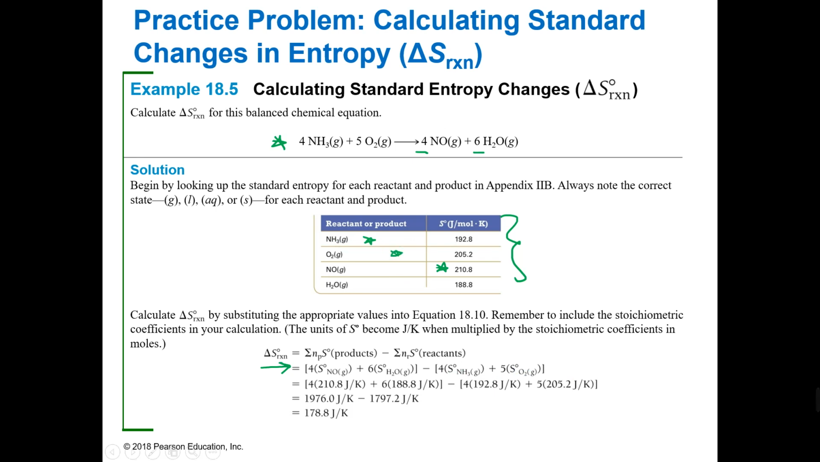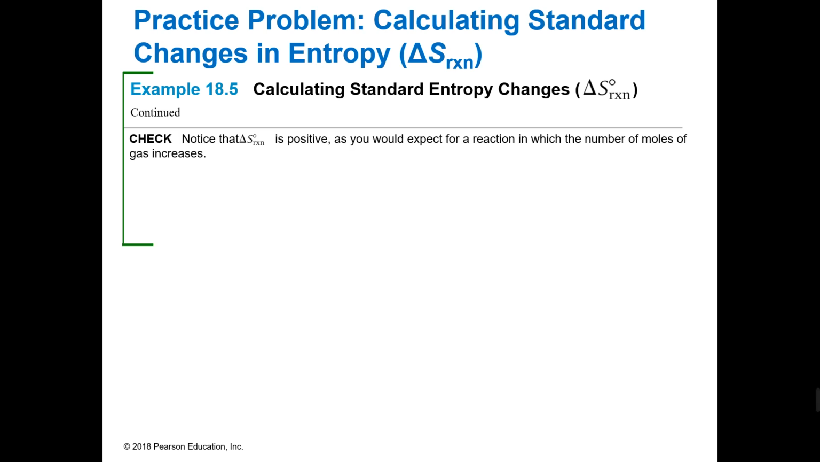Now, remember, when you're looking this up, if you're looking in the back of your book in Appendix 2B, you have to make sure you're paying attention to the states. Don't forget to pay attention to the states, because the values of the gas, liquid, and solid are going to change with whatever your compound is. Once you have all those numbers plugged and chugged, you literally are just going to multiply them and add them together to get your final delta S of this reaction. Pretty straightforward.